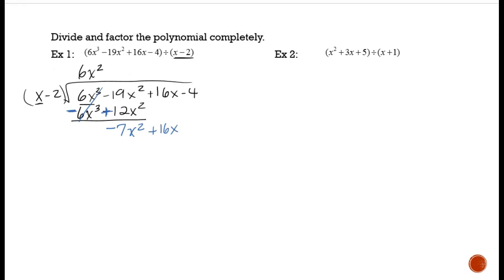All right, so from here we're going to repeat the same steps. Now we have a negative 7x squared, and we need to make this outside x a negative 7x squared. So I multiply it by a negative 7 and an x. So negative 7x times the x gives me negative 7x squared. Negative 7x times negative 2 gives me positive 14x.